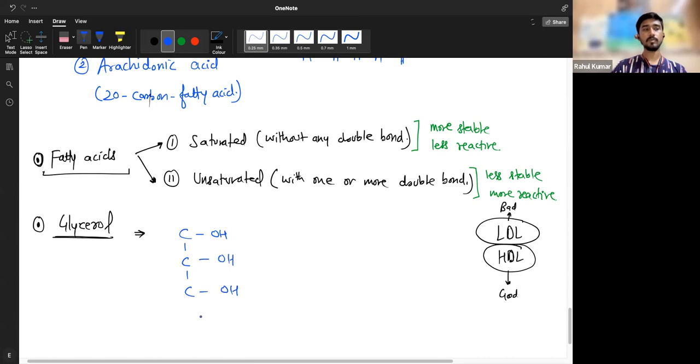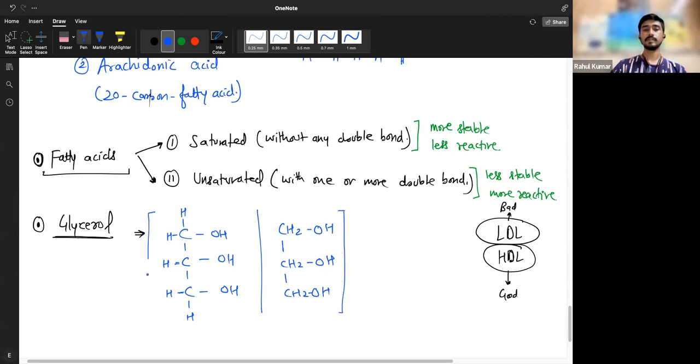If every carbon has an alcohol group attached to it, only 1 of the 4 valencies is satisfied. So what will be the other ones? Hydrogen, right? Here it will be only 1. Here it will be 2. So you can also write this as CH2OH, CH2OH, and CH2OH, right? This is glycerol. It is another type of simple lipid. Write down: glycerol is another type of simple lipid.